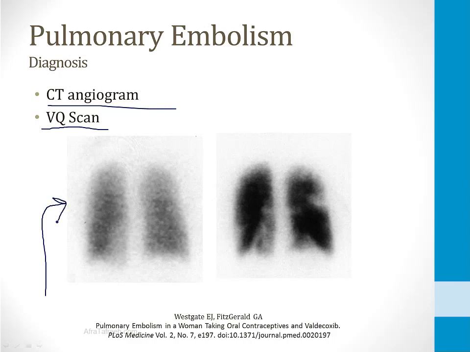A nuclear tracer is then injected into the bloodstream, and this shows you which sections of the lung are being perfused. And you can see in this image that there are parts of this lung that have poor perfusion by the nuclear tracer. This suggests a blood clot is limiting the blood flow to those regions.